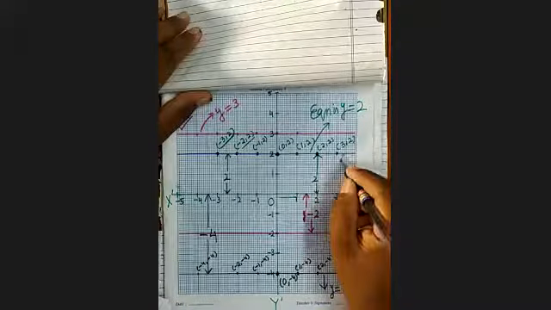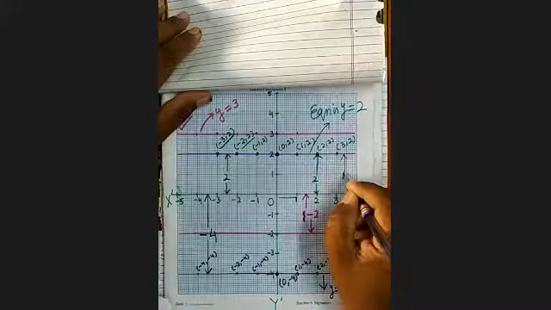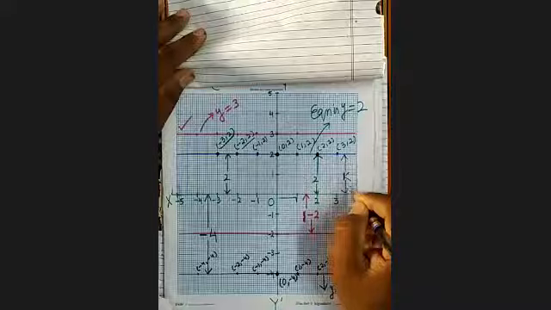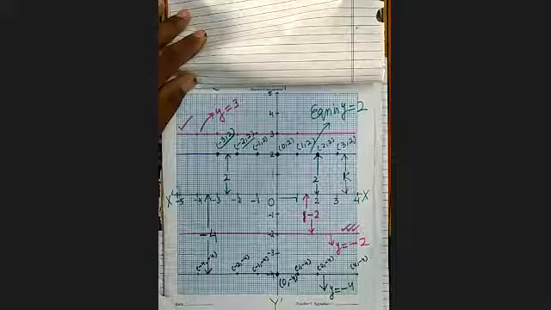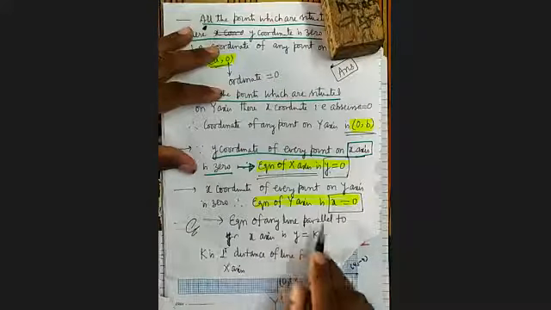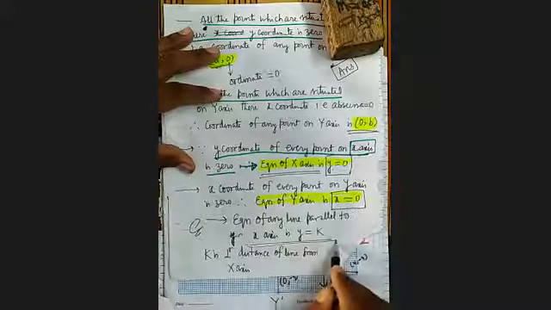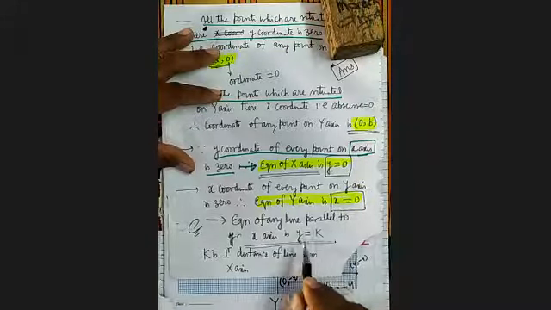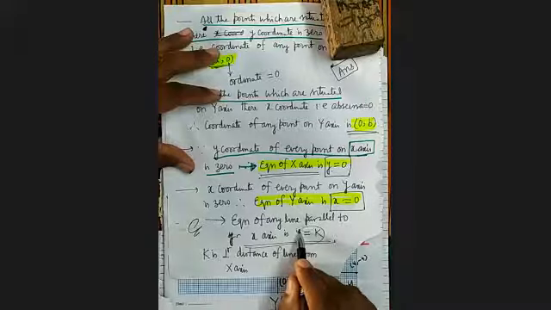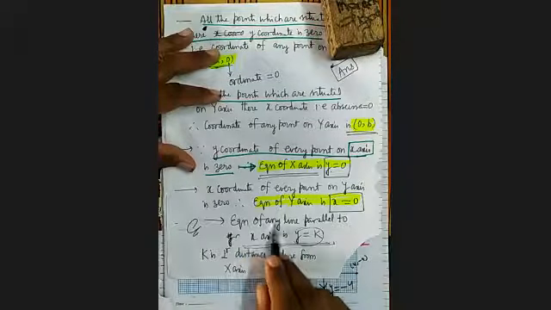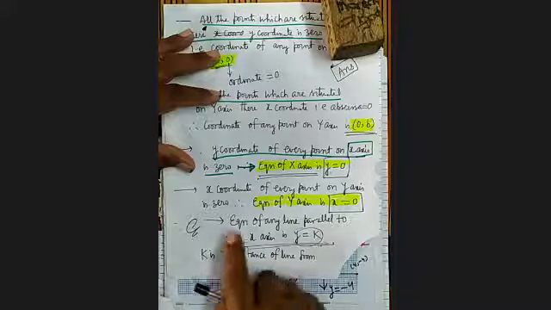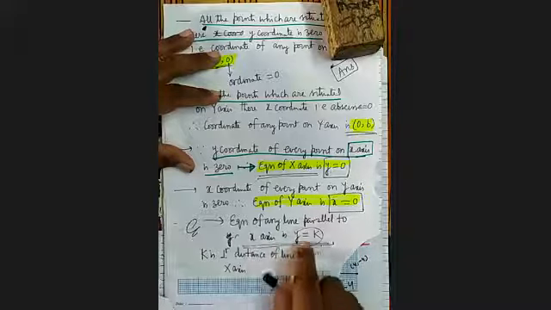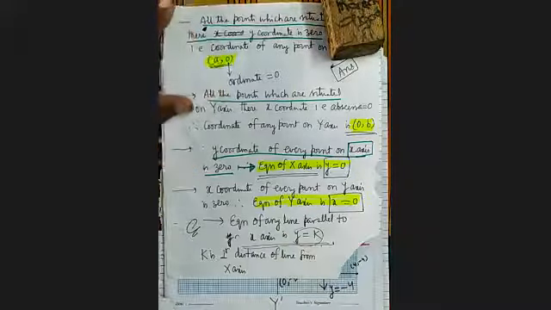What is k? This distance is called k, the perpendicular distance of the line from the x-axis. Is it clear? The equation of any line parallel to the x-axis is y equals k. What will be the y coordinate of every point? It will be k. The y coordinate of every point on this line will always be k.